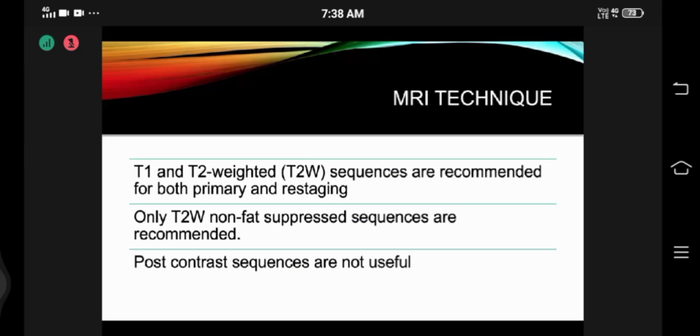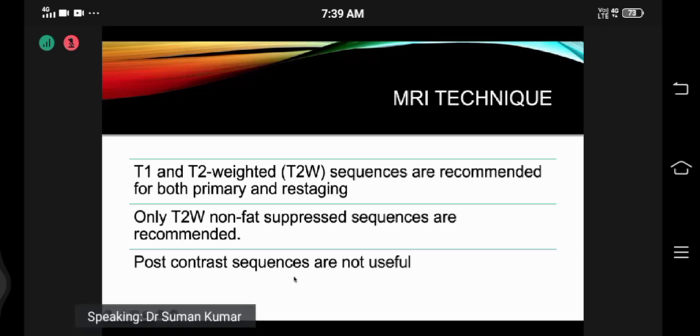So, MRI technique. The T1 and T2 weighted sequences are recommended for both primary staging and restaging, and only T2 weighted non-fat suppressed sequences are recommended. If you are working in any institutional setup, please keep a note of this: only T2 weighted images, and T1 and T2 weighted non-fat suppressed. This is most important. Many scans which we get from outside use a fat suppressed sequence where the mesorectal fat is suppressed, and you will not be able to assess the extent of extramural extension. And post-contrast sequences are not useful.